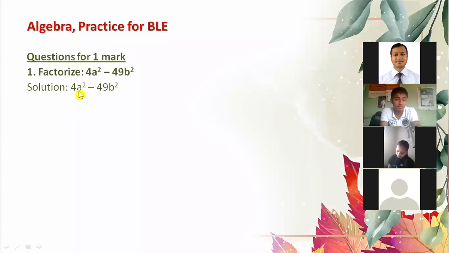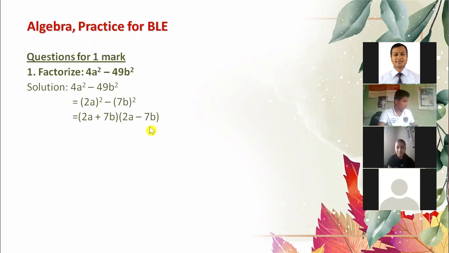Take the given value in the solution, 4a square minus 49b square. Now 4a square can be written as (2a) whole square, and 49b square can be written as (7b) whole square. So it is (2a plus 7b) times (2a minus 7b). I think it is clear to you all. Yes, sir. So if it is clear, this is our final answer.